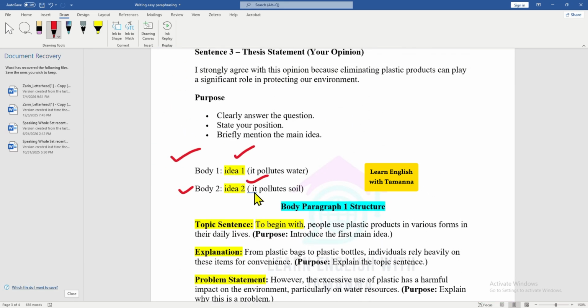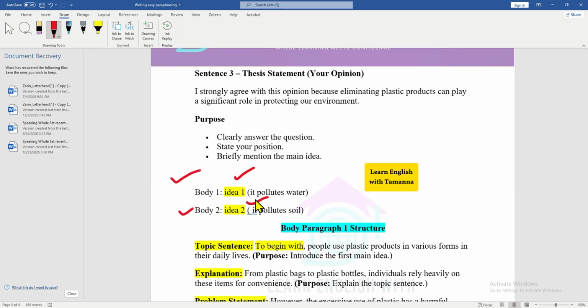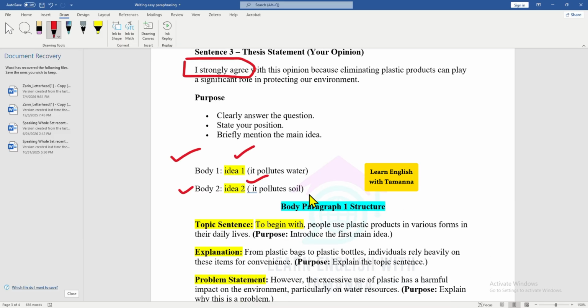Here I have set two ideas for my opinion, for which I agreed with the statement. I agreed that plastic products should be eliminated around the world in order to protect our environment. So my first idea was it pollutes water. Second idea was it pollutes soil. Now, based on this, I'm going to develop my body 1 and 2.